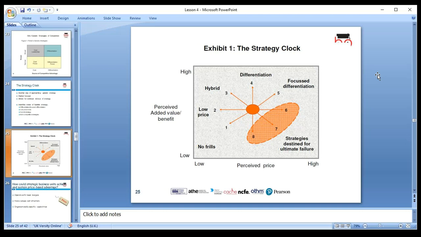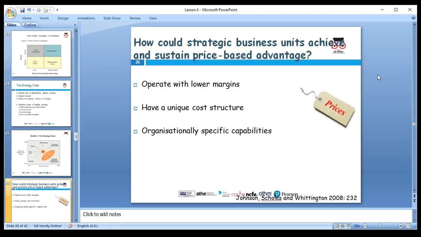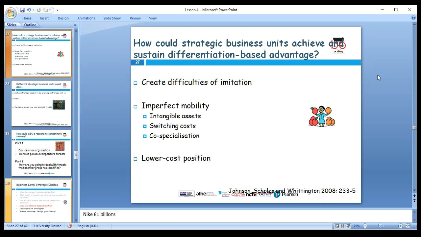As a management accountant, your objective is always to use less input, create more output, create surplus, design a better environment, and look at both the short term and the long term perspective. So how could the business unit achieve this sustained price-based advantage, operate with a lower margin, and have a unique cost structure? Organizations have capabilities, according to Johnson and Scholes, and other authors have mentioned this.